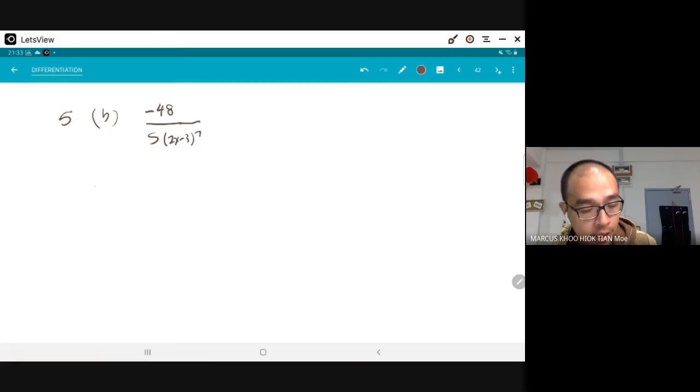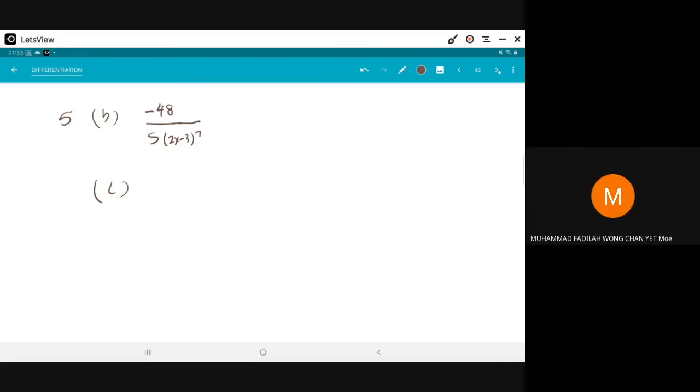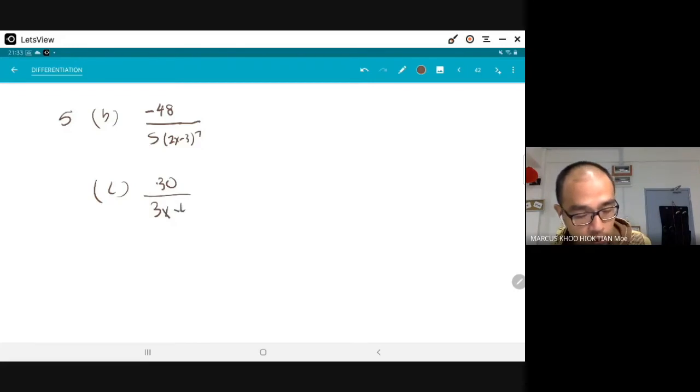And 5C should be, what is it? 5C, 30 over (3x minus 4) to the power of 5. Yeah, this looks about correct. They probably forgot to multiply the A in the answer.